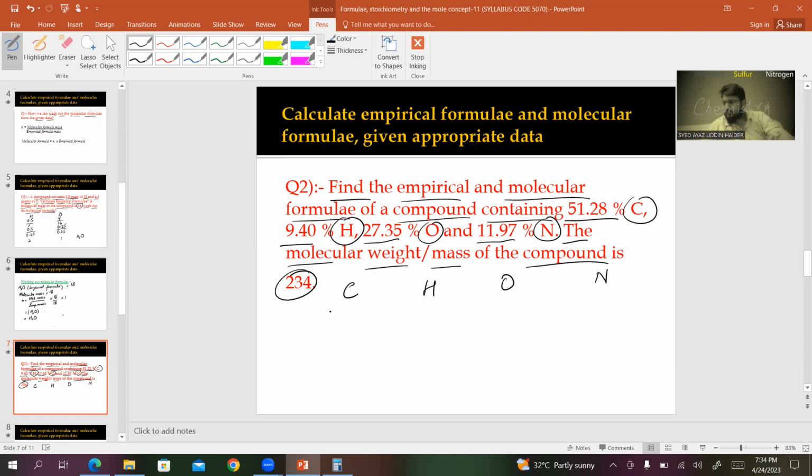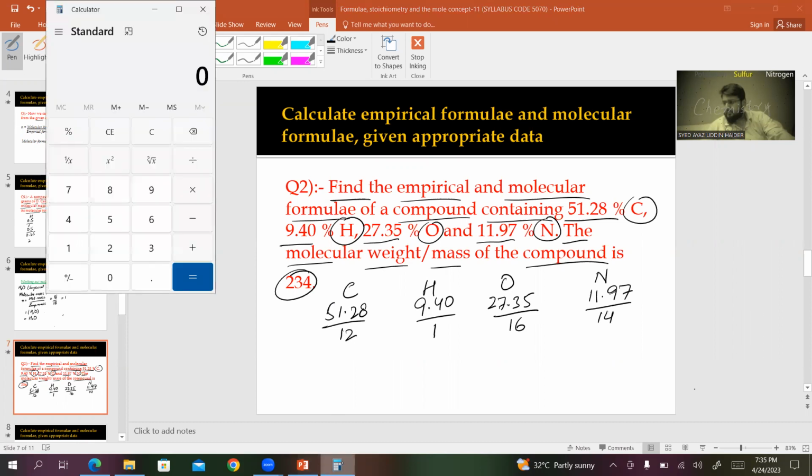Carbon, the percentage is 51.28. We know the AR or nucleon number of carbon, which is 12. For hydrogen, we'll divide 9.40 by 1. Oxygen, 27.35 divided by 16. Nitrogen, 11.97 divided by 14.